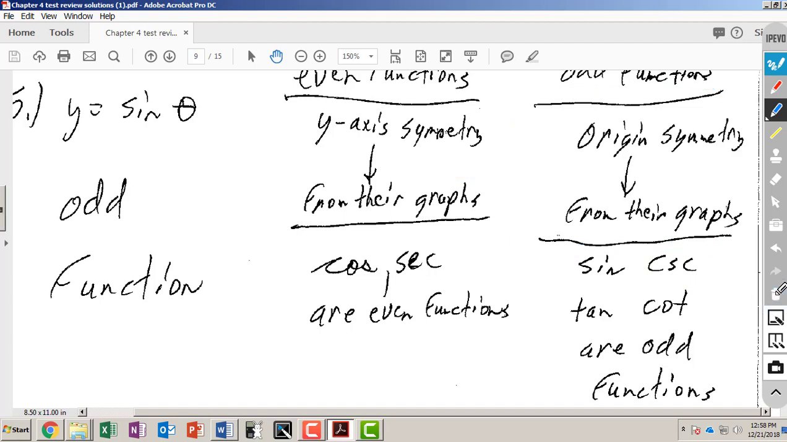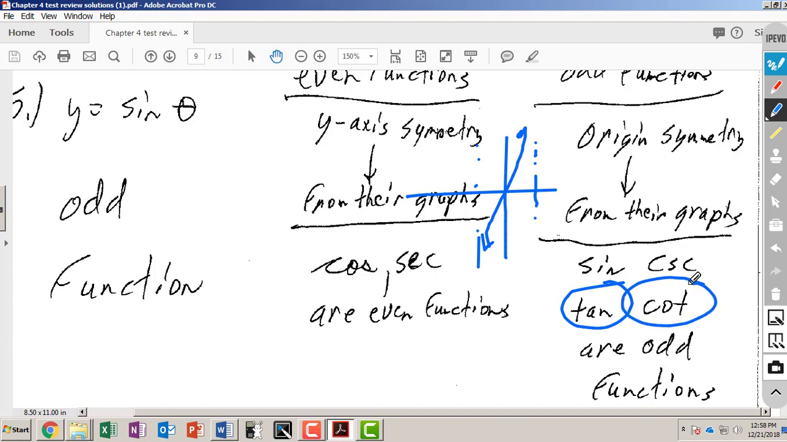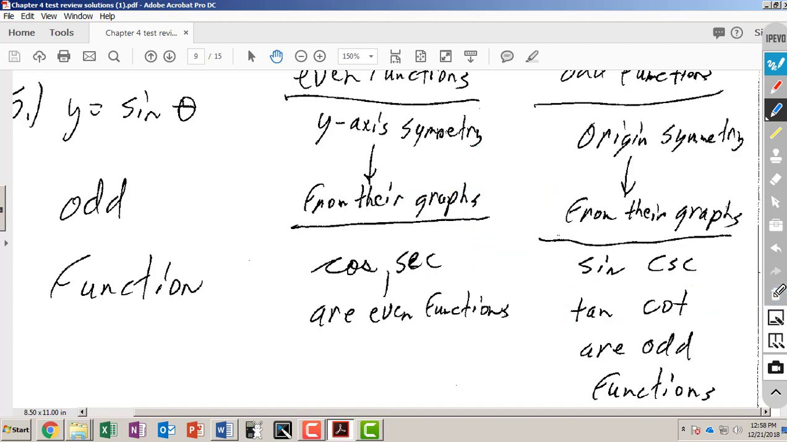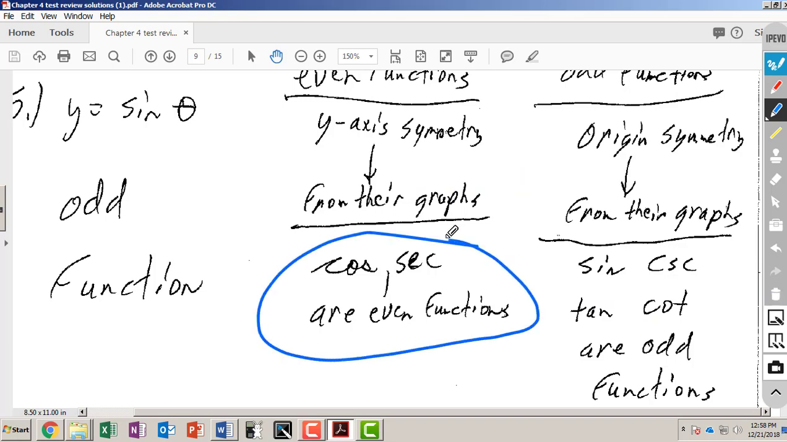Now if you look at your basic tangent graph, it has an asymptote, and it has another asymptote. And then its graph looks like this. You're going to notice that it is symmetrical across the origin again. So that is why tangent is also an odd function, and its reciprocal would also be an odd function. So you just need to remember that cosine and secant are even functions. Sine, cosecant, tangent, cotangent are all odd functions.